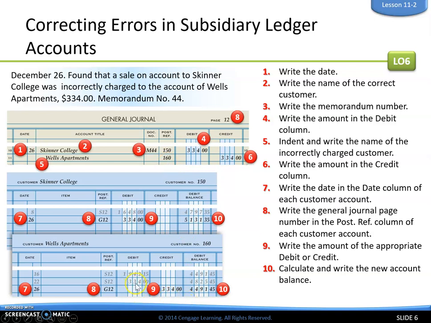Here we can see on this one, the 22nd was when we incorrectly recorded that debit to Wells Apartment. So really what we're doing here with this credit is we're getting rid of this, because when we credit this, these two cancel out.